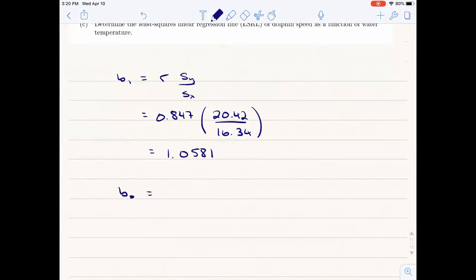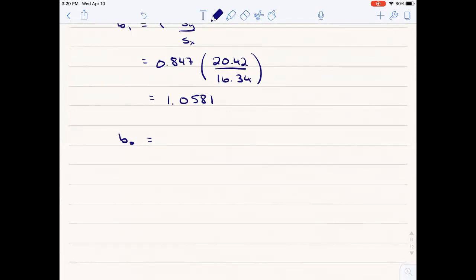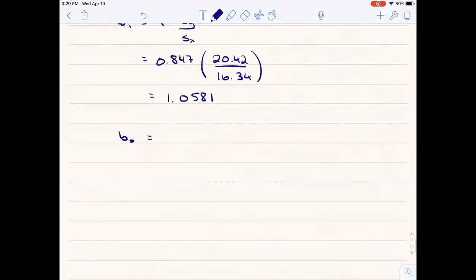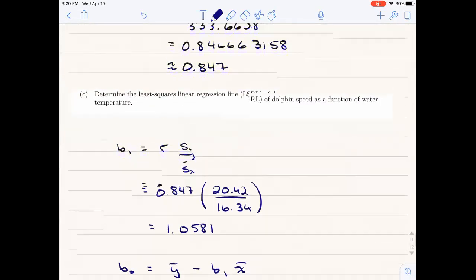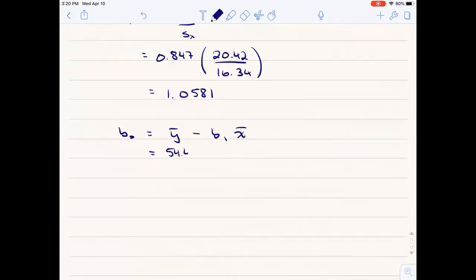Now we can find our slope. Because our whole goal was to find the least squares regression line. So that means find the intercept, find the slope, plug them in. So B0 is Y bar minus B1 X bar. Y bar we found was 54.4 minus 1.0581, which you just found, times X bar, which was 23, which is 30.0637.